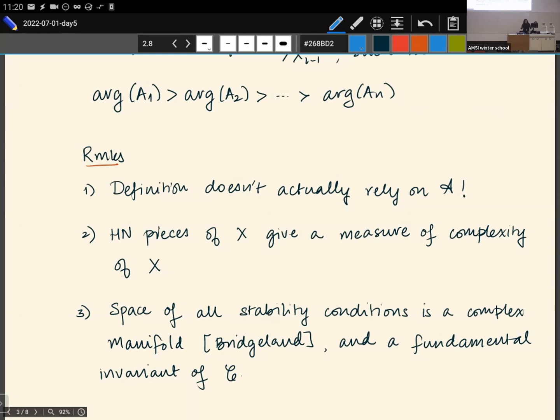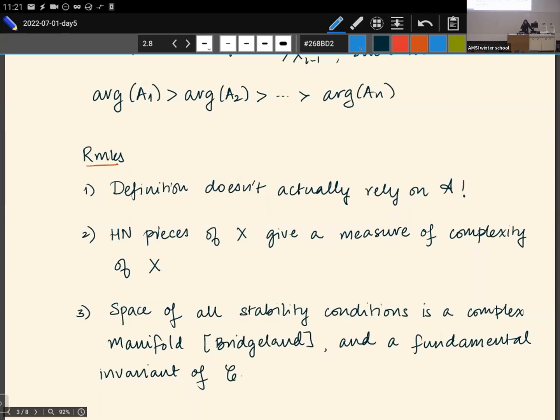Again, I apologize because we've forced ourselves into choosing a heart and then going from there, and then this is all not obvious from that point of view. But if you remove A from the equation and define everything simply in terms of C, you can see that all of the stability conditions together have a nice topological structure. So this is really, really powerful because you can then move within that topological space. It's not a discrete set.